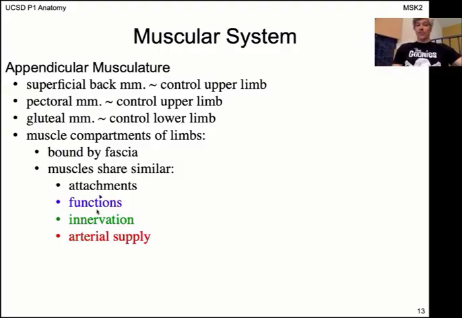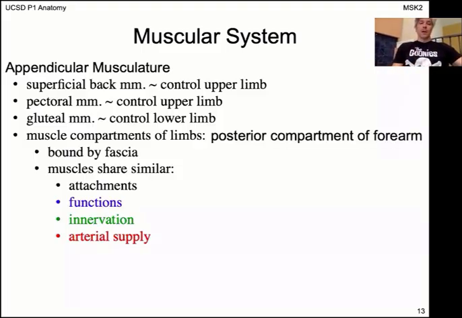They tend to have similar functions, like their anatomic actions. They tend to have a common innervation and a common arterial supply. So studying muscles, it's very useful to think of the muscles in groups, in functional groups that are anatomic compartments.